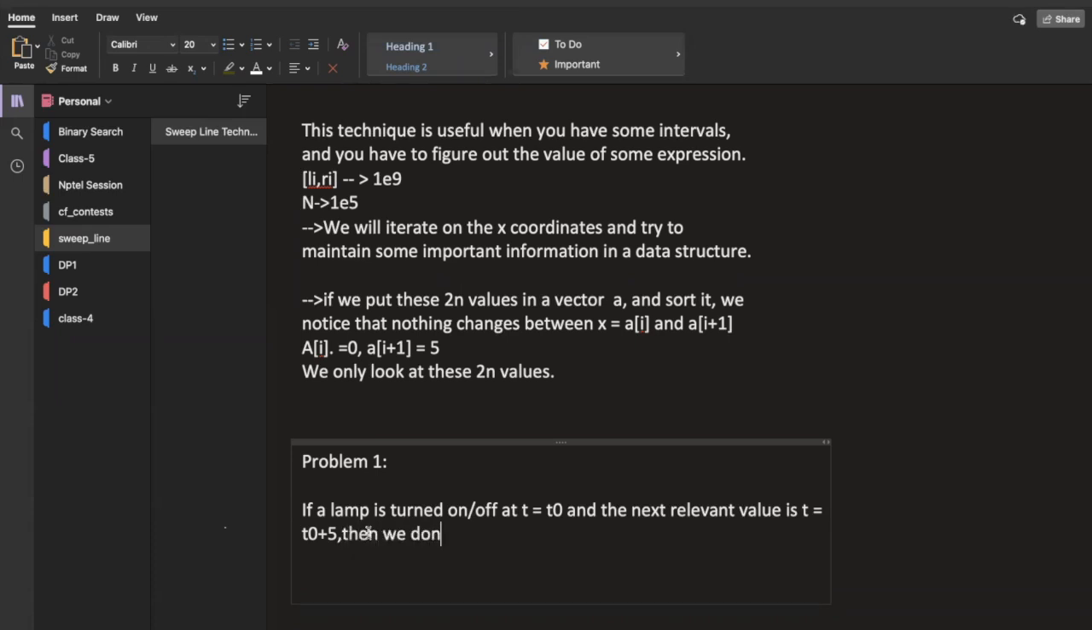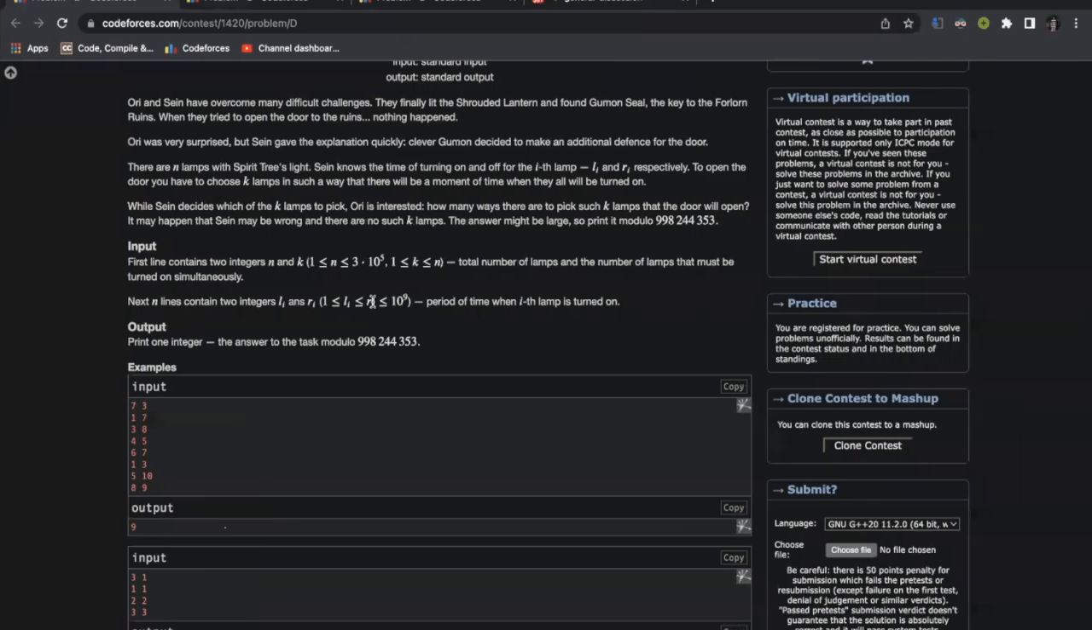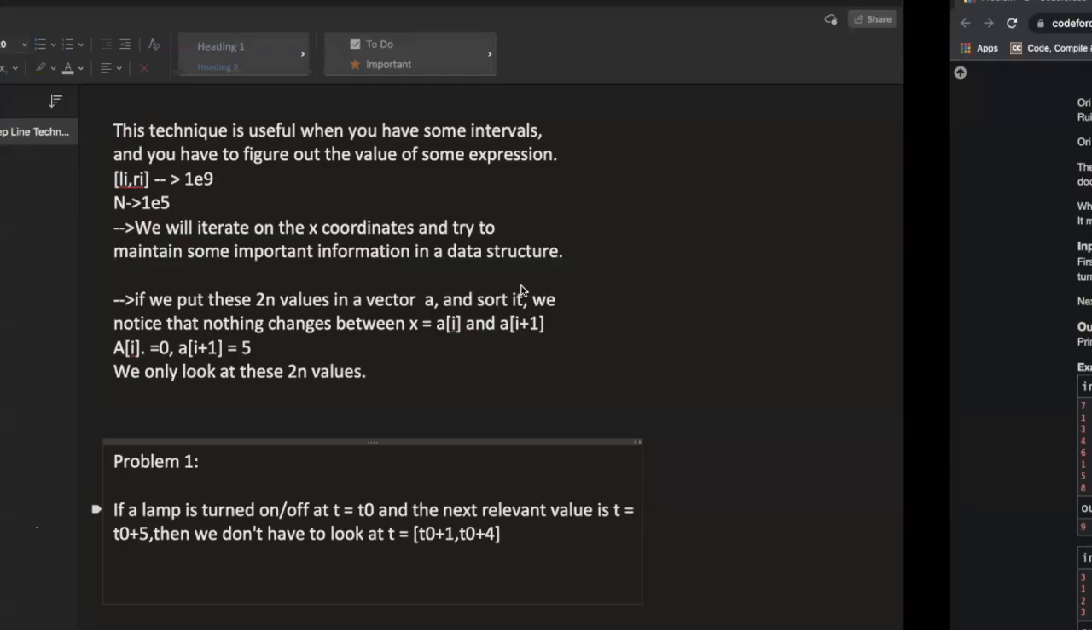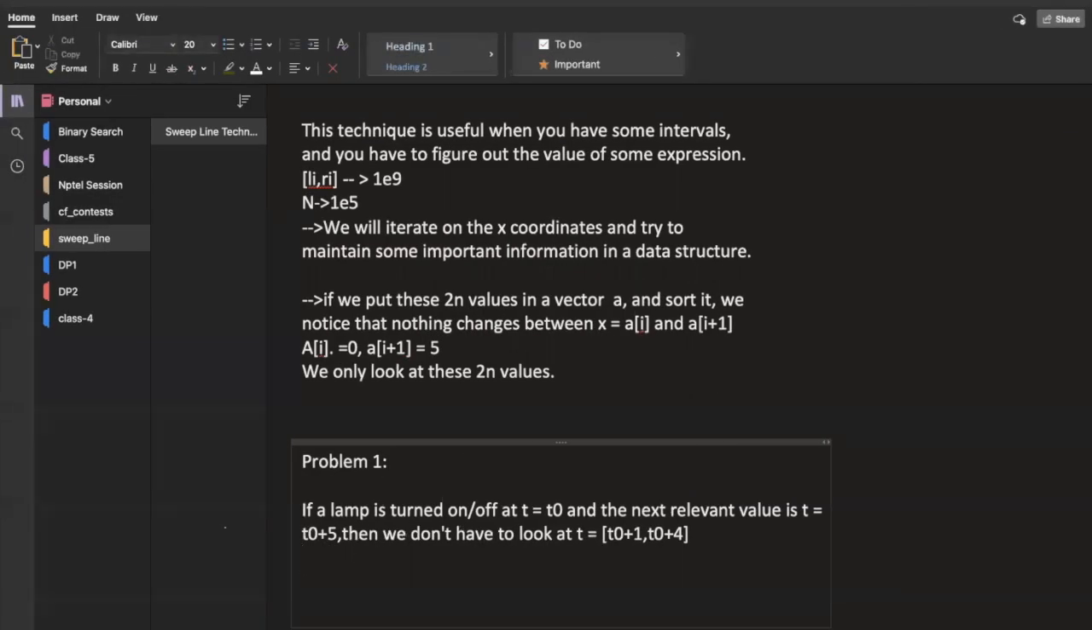Then we don't really have to look at t from t naught plus 1 to t naught plus 4. The simple reason being that the situation at t equals t naught and the situation at t equals t naught plus 4 is going to be exactly the same. So we only have to look at these 2n values which are relevant to us. I hope this is making sense to everyone. So yeah, this is what we are going to do.